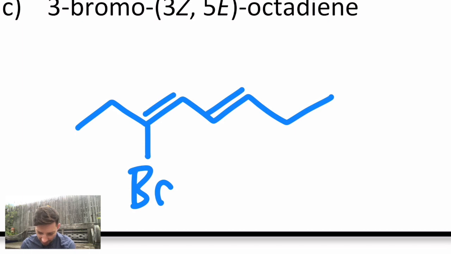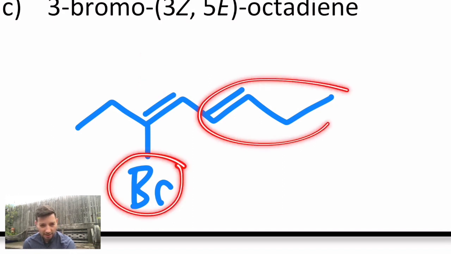And now I gotta check, is my alkene starting at carbon 3, is it Z? Well, I would have a higher priority bromine and a higher priority rest of the chain. Yep, those are on the same side. That's Z, so I got lucky. I just drew it correctly first.